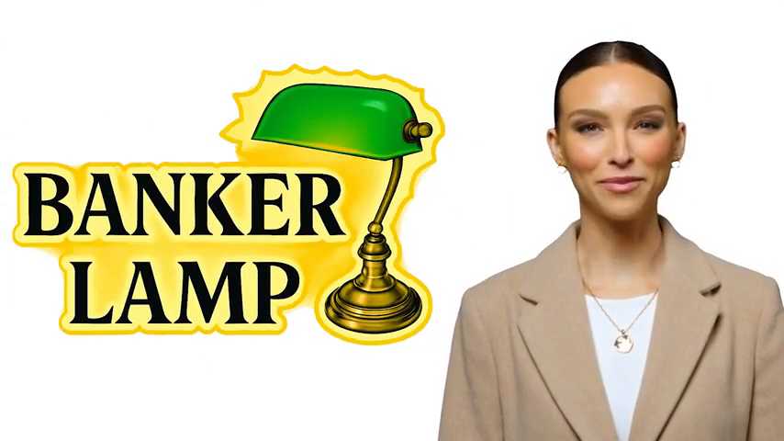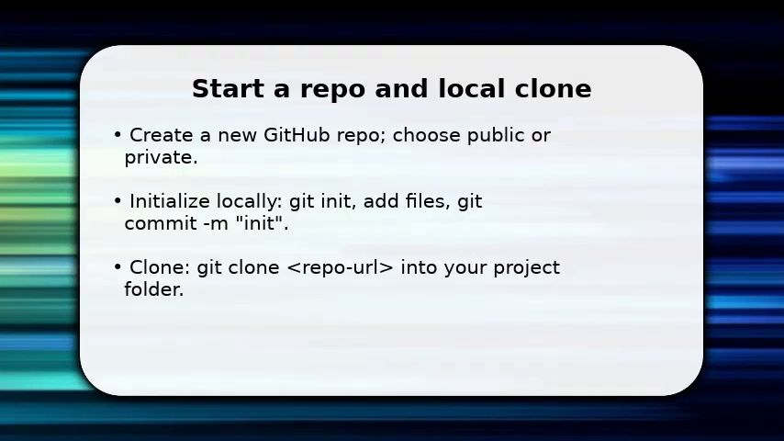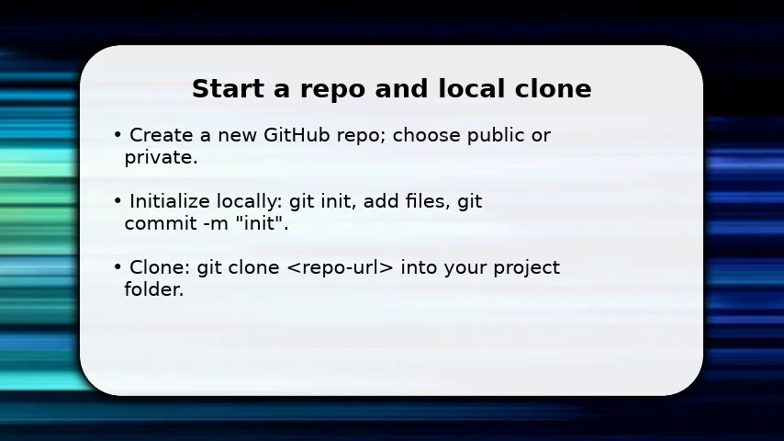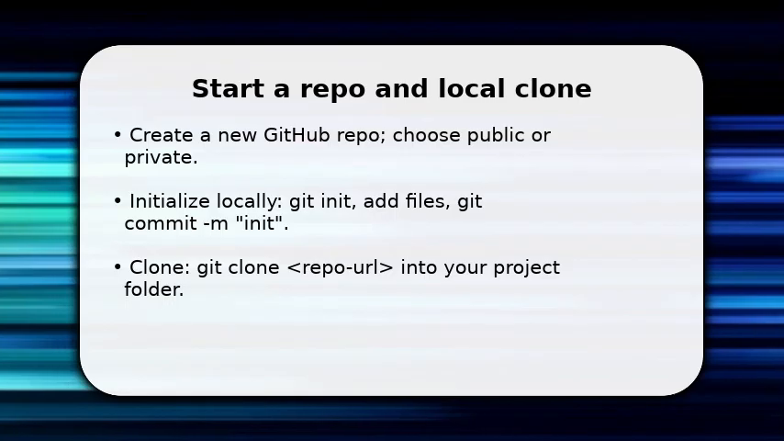Please enjoy the video. You'll begin by creating the repository on GitHub and immediately cloning it to your machine. Once done, initialize or confirm a local Git history with git init and a first commit so branches track correctly. Make sure to clone the exact repo URL into the correct project folder. This ensures your remote origin is set.